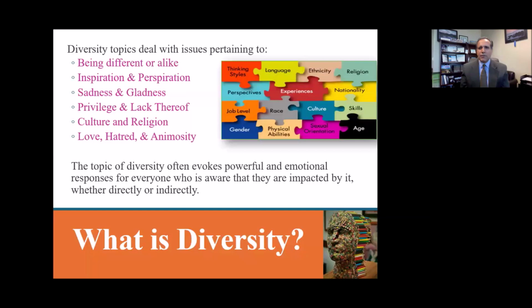Diversity can be a number of things. It can be about being different or alike. It's about inspiration as well as perspiration. It's about sadness and gladness. It's about privilege or lack thereof. It's about culture, it's about religion, it's about love, hatred, animosity, physical ability, sexual orientation, cultural differences, age differences, and generational gaps between individuals and their experiences and so on.